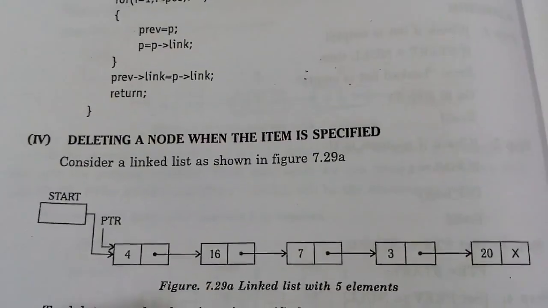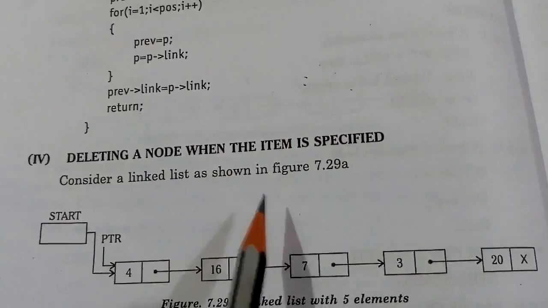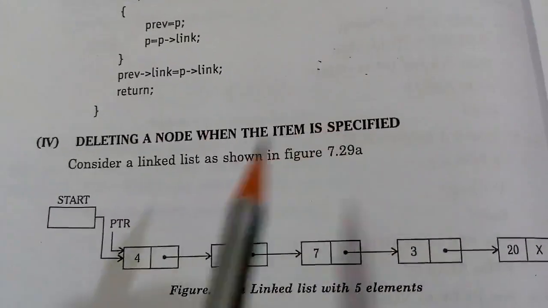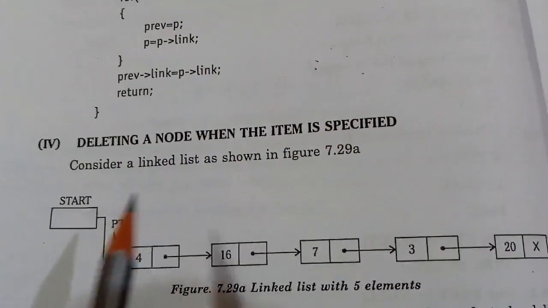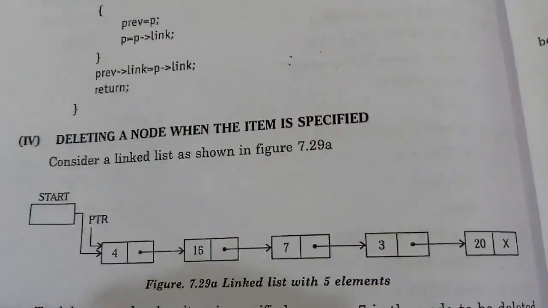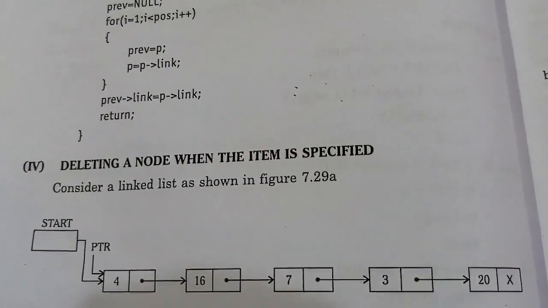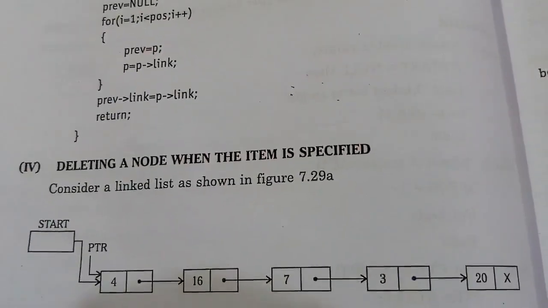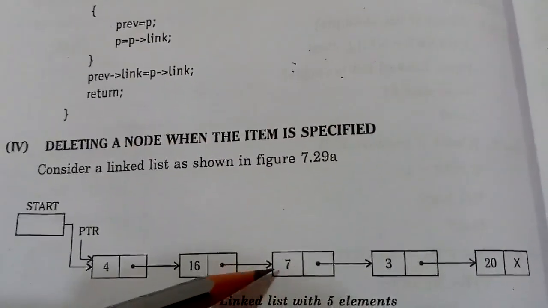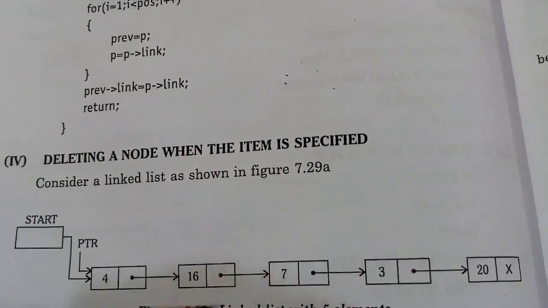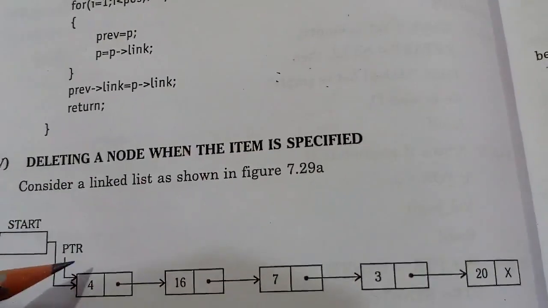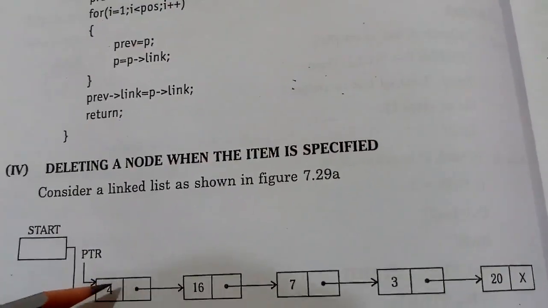Good morning. Today I'll be discussing deleting a node when the item is specified. So consider the linked list with 5 elements. To delete a node when the item is specified, for example, suppose 7 is to be deleted, then we're going to use two pointers, ptr and previous.